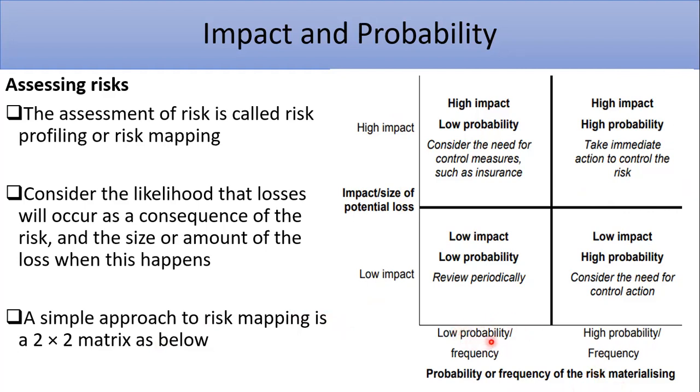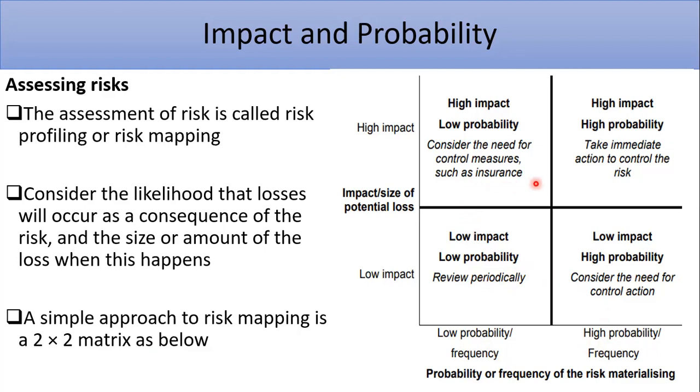And so if you have a low probability or frequency of the risk happening, and a low impact, then for such a risk, you have to review it periodically. If the probability or frequency of the risk happening is quite high, but the impact is low, then you have to consider the need for what? Control action. Now, when the probability or frequency of the risk materializing is low, but the impact is quite high, then you need to consider control measures such as taking external insurance.